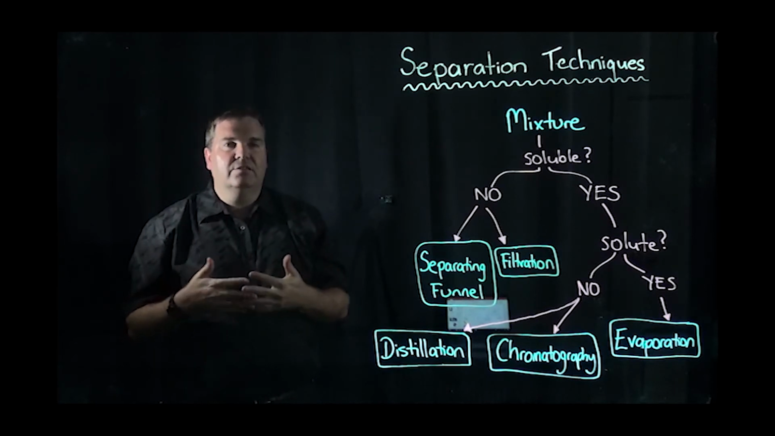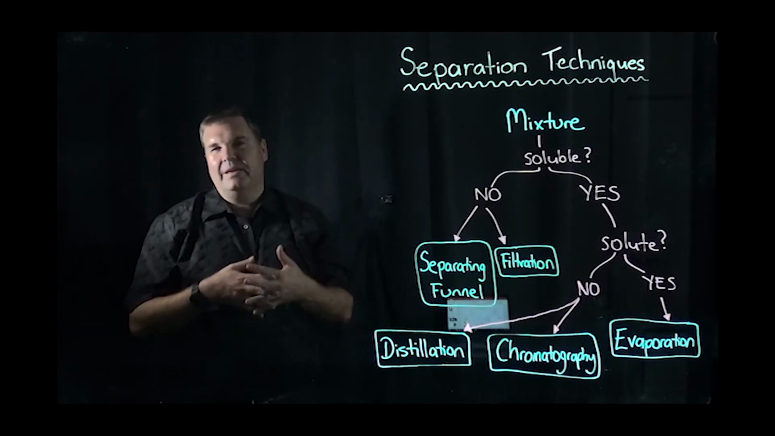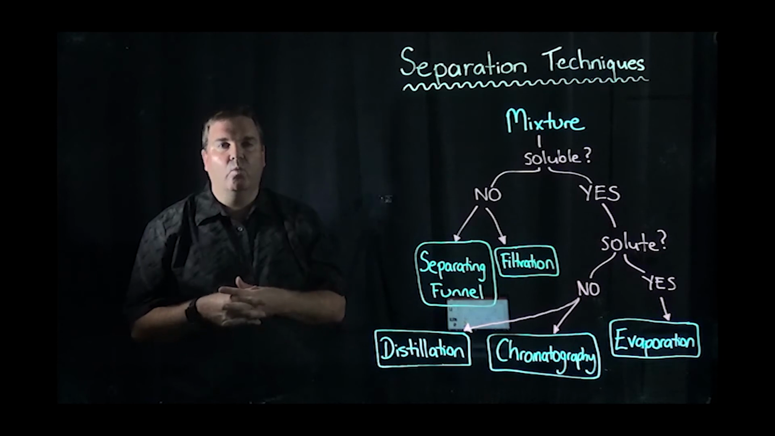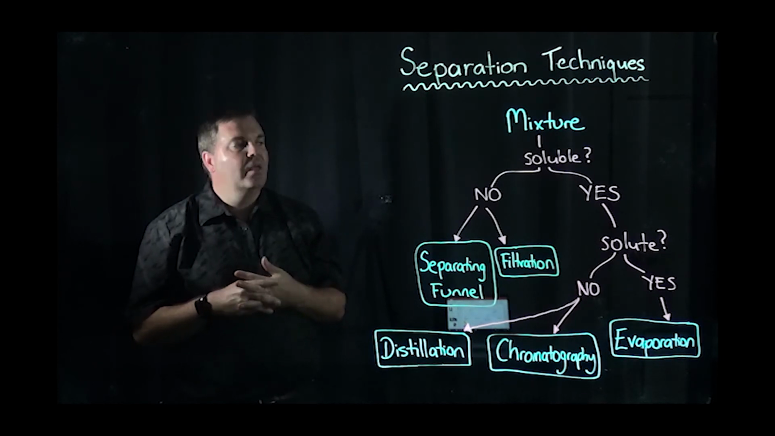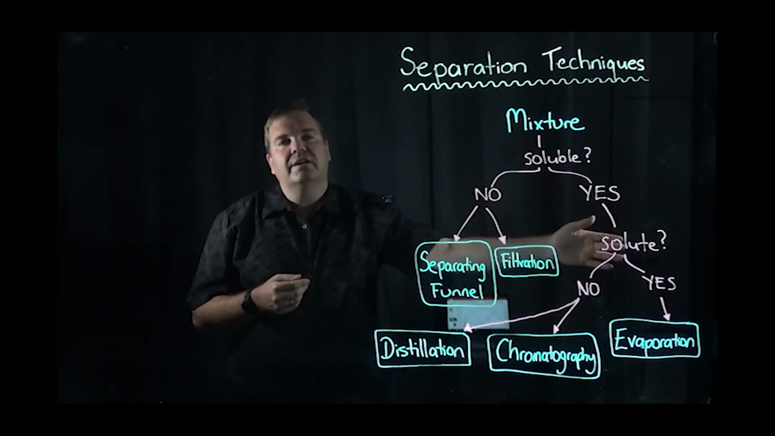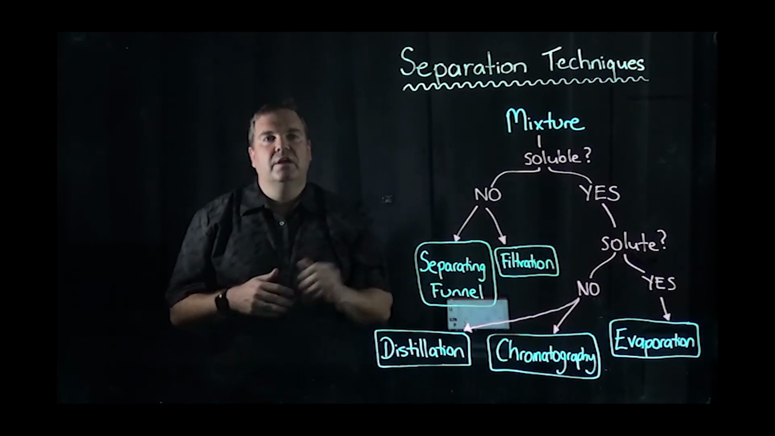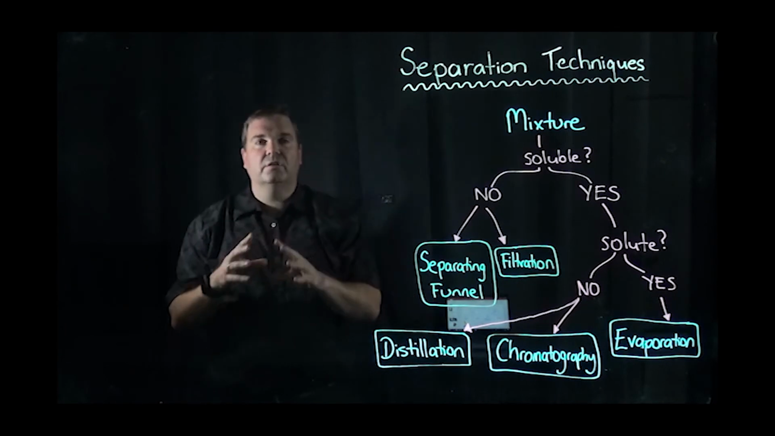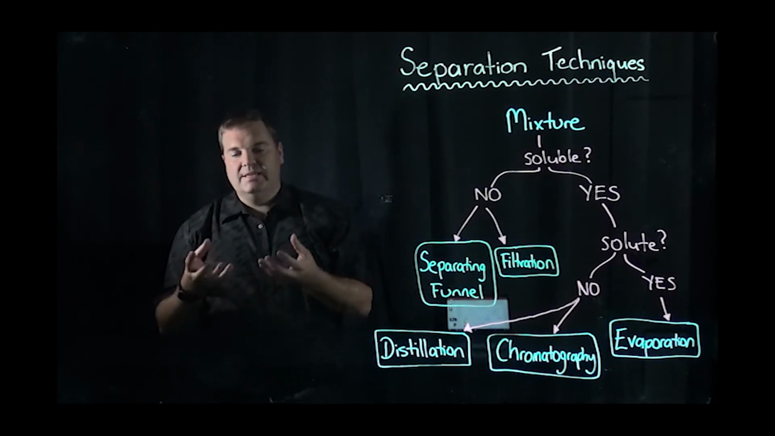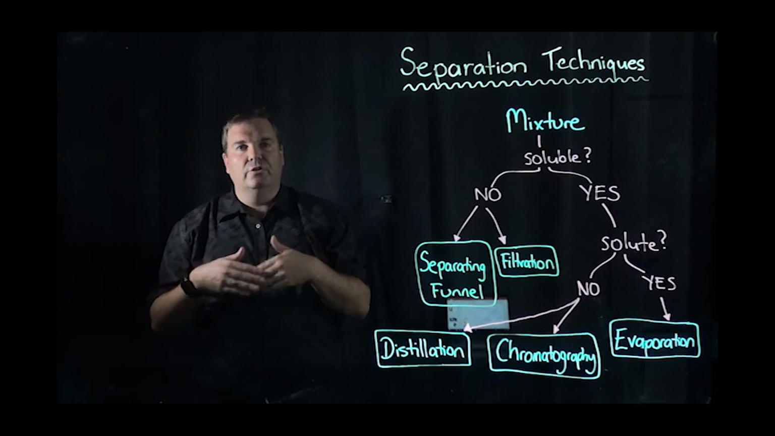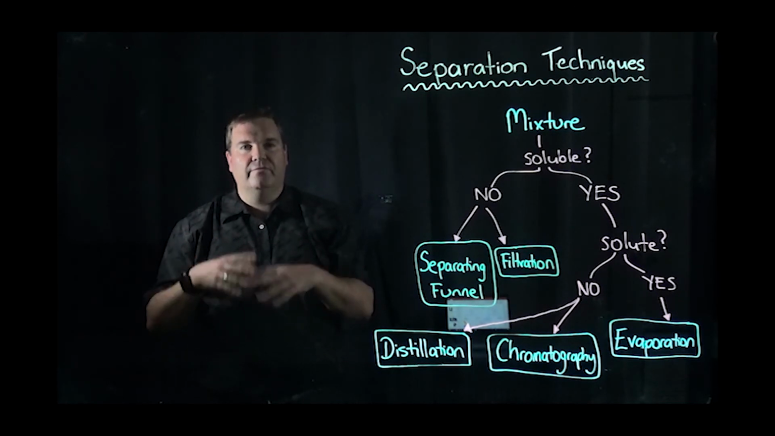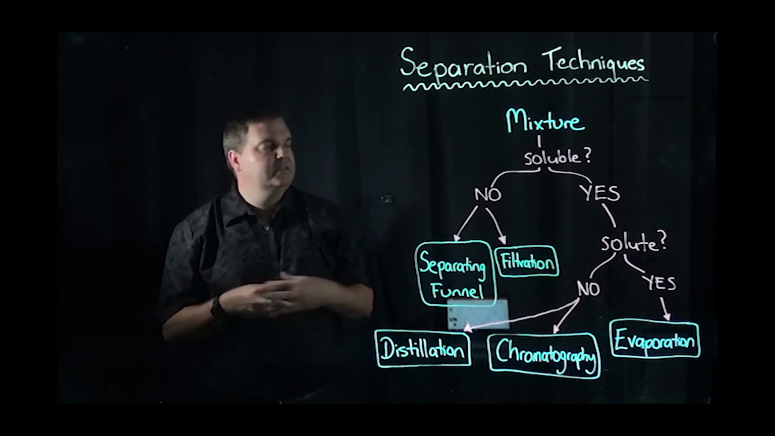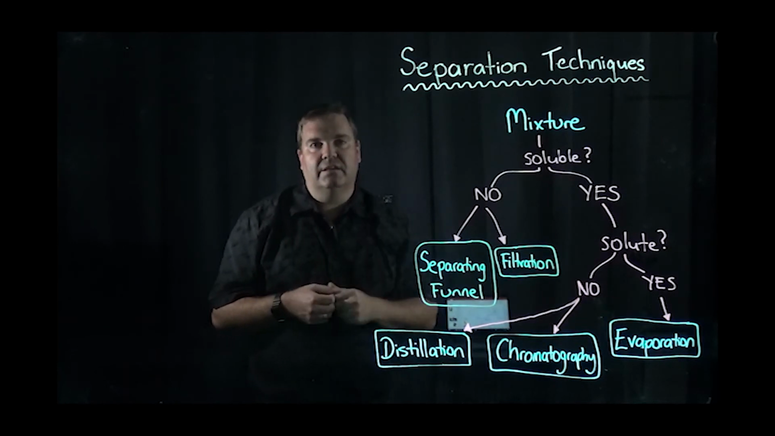However, if they are soluble, so they do mix together, it makes it a little bit trickier, and you need to work out what it is exactly that you're trying to get. If they're soluble and you're trying to get the solute out, which is the solid, then the best thing you can do is evaporation. If you've got a solid that is dissolved in a liquid, you heat it up in an evaporating dish, the liquid evaporates off, and it leaves the solid behind. So evaporation is by far the best technique.